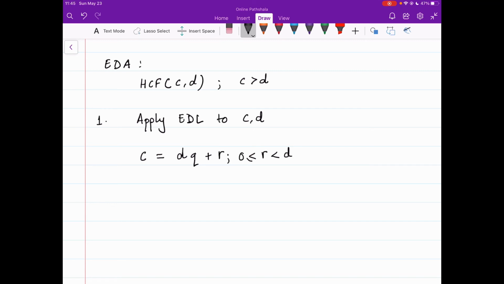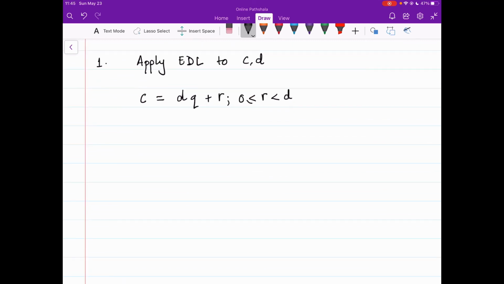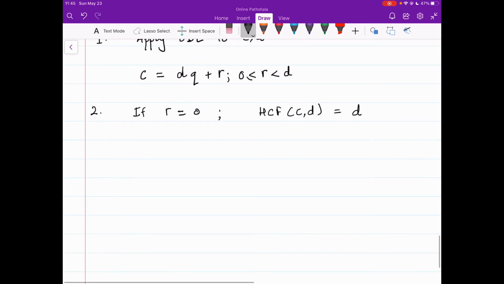You do that. Once you have applied Euclid's division lemma to C and D, the next step is to check the value of R. If the remainder equals 0, then the answer is straightforward: the HCF of C and D is the number D.